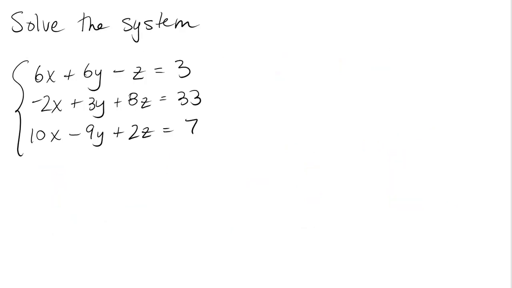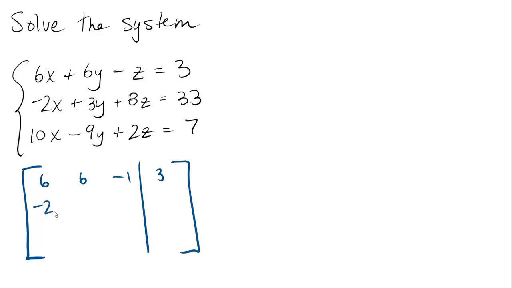Let's try another one. We're going to solve the system 6x plus 6y minus z equals 3, negative 2x plus 3y plus 8z equals 33, and 10x minus 9y plus 2z equals 7. Your first job is to rewrite this in matrix form. Do that for me, please. The matrix representation of this system would be 6, 6, negative 1, 3 in the first row, negative 2, 3, 8, 33 in the second row, 10, negative 9, 2, 7 in the third row.